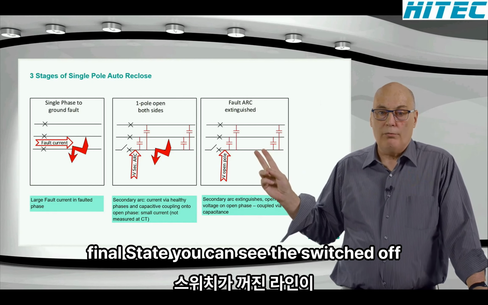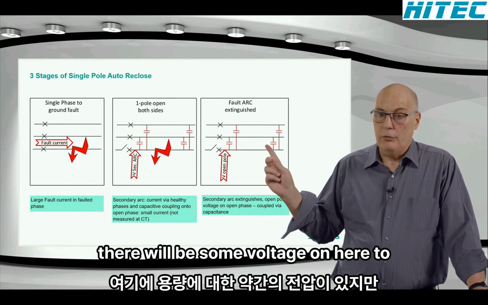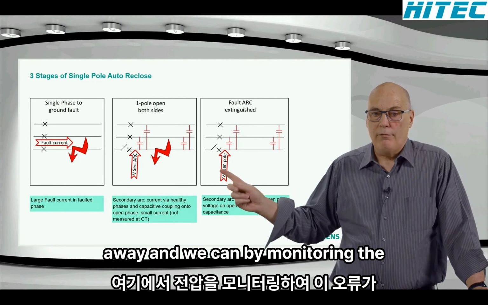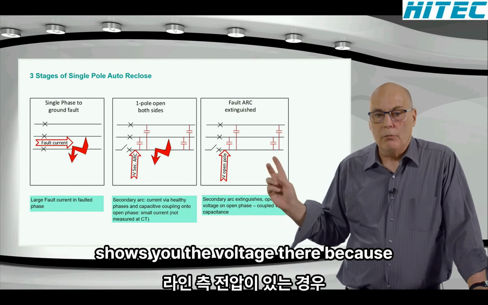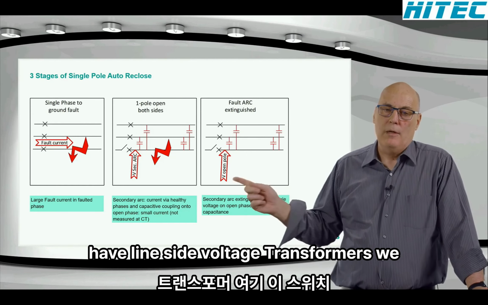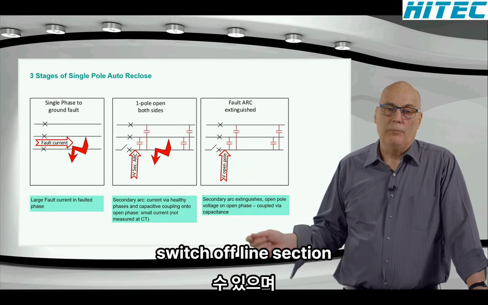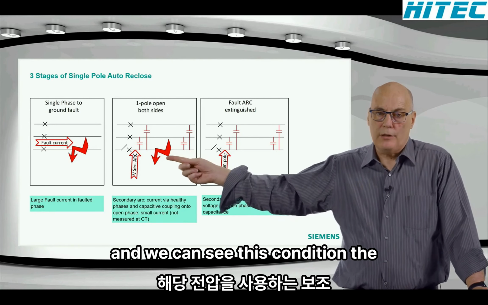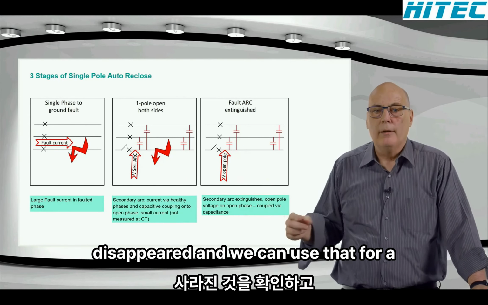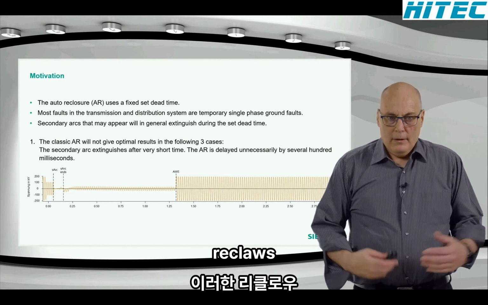You can see the switched off line is here. It's still coupled with the capacitance. There will be some voltage on here due to the capacitance, but the arc has gone away. By monitoring the voltage over here, you can see this arrow shows you the voltage there, because remember, our relay is sitting here. If we have line side voltage transformers, we can monitor the voltage on this switched off line section. And we can see this condition, the secondary arc, using that voltage, or see that the secondary arc has disappeared. And we can use that for a very effective way of controlling the auto reclose.